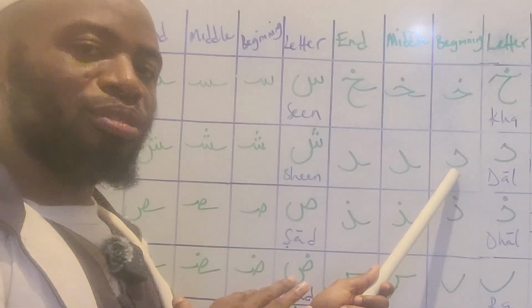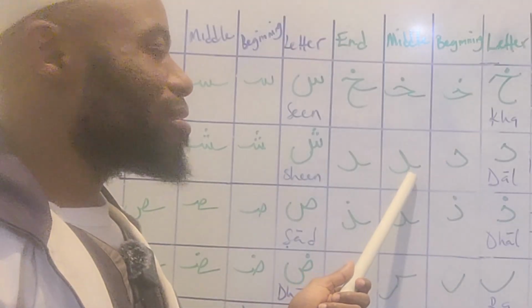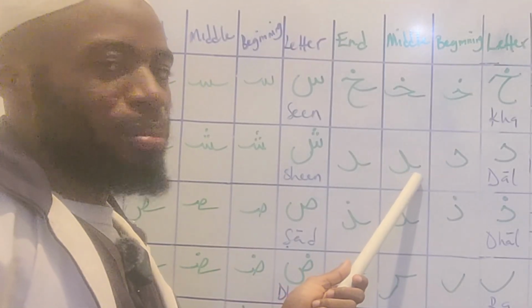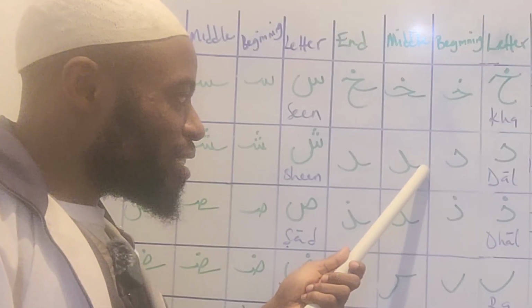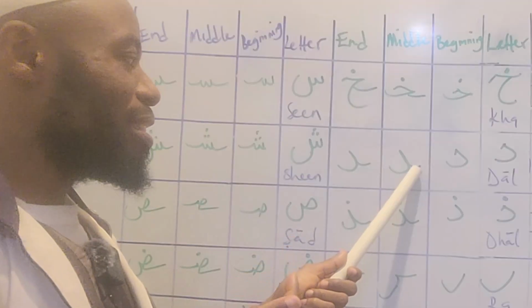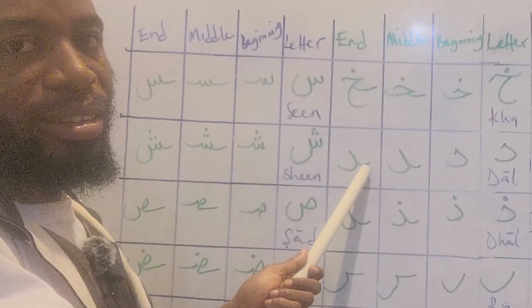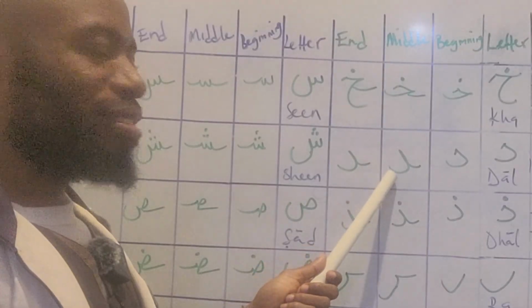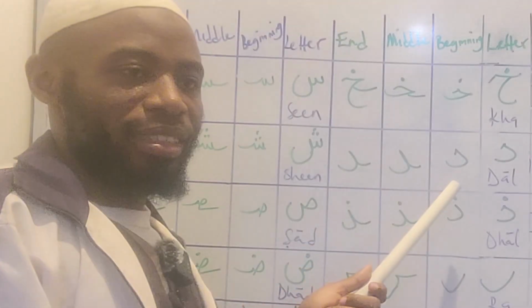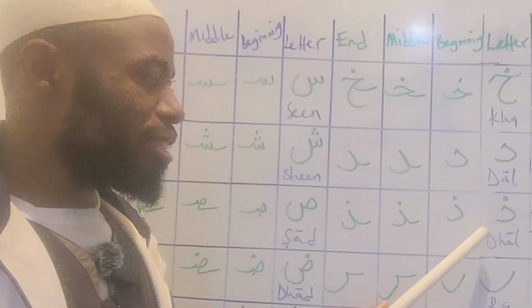Now the next one is Dal. Dal alone is not receiving anything to the right, not receiving to the left. It's standing alone. While this Dal can only have something joined to it from behind. That is why you have this mark here. The same thing at the end is written this way. You cannot join anything after Dal, you can only join from behind. Do we understand this?